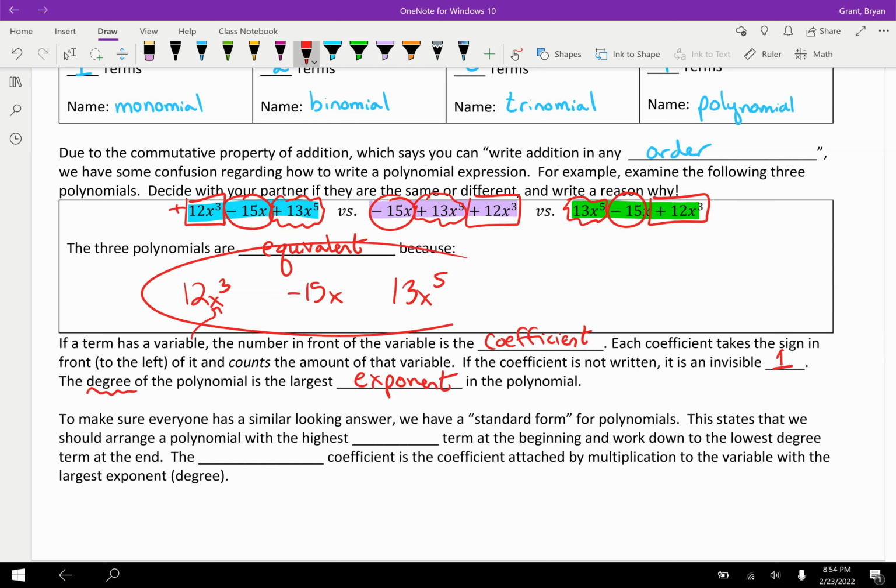So if we're looking at this up here, what is our largest exponent? Is it a 3? What exponent's on this negative 15x? Oh, right, that's an invisible 1. Or is it the 5? Well, hopefully you said the largest exponent is the 5, and you'd be right. That is actually the degree.